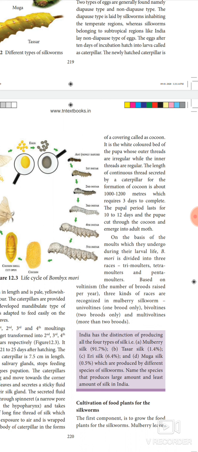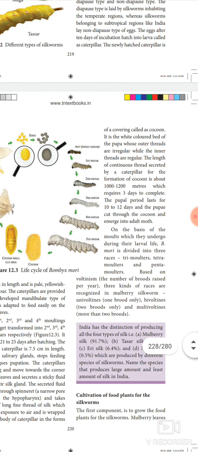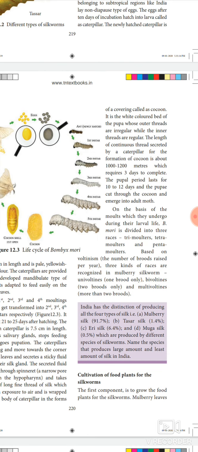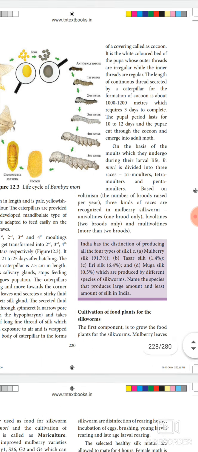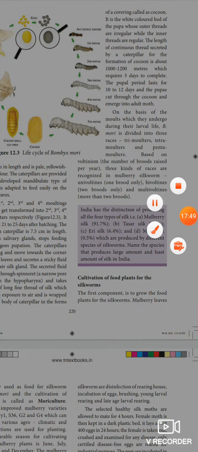On the basis of the molts which they undergo during their larval life, Bombyx mori is divided into 3 races: trimoulter, tetramoulter and pentamoulter. Based on voltinism, that means the number of broods raised per year, 3 kinds of races are recognized in the mulberry silkworm: univoltines, 1 brood only; bivoltines, 2 broods only; and multivoltines, more than 2 broods.